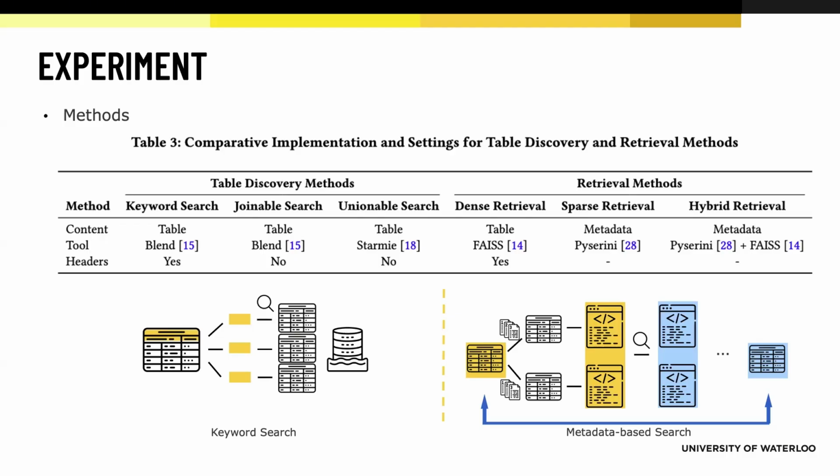And also, to make it comparable, we let the dense retrieval also include the headers, because without them, the input would be a combination of numerical values most of the time. It also cannot search for good results.